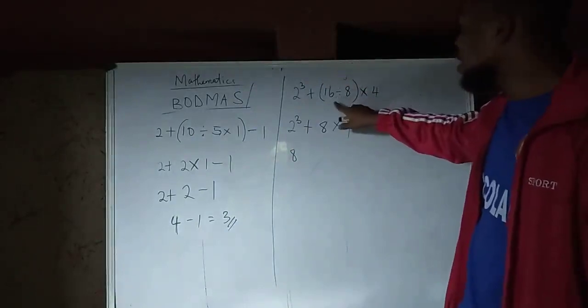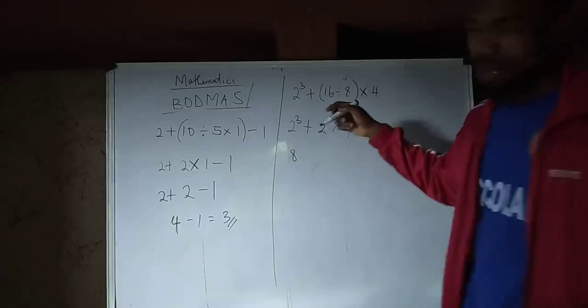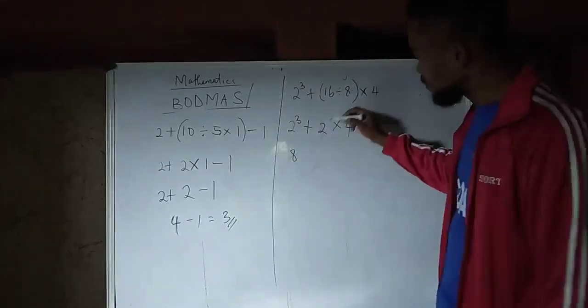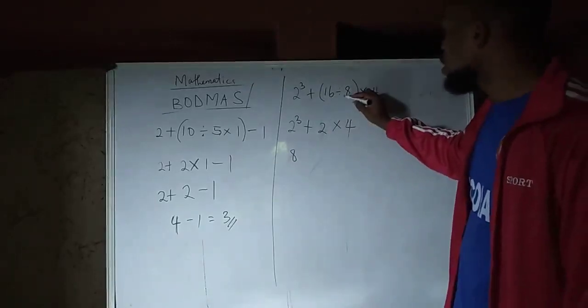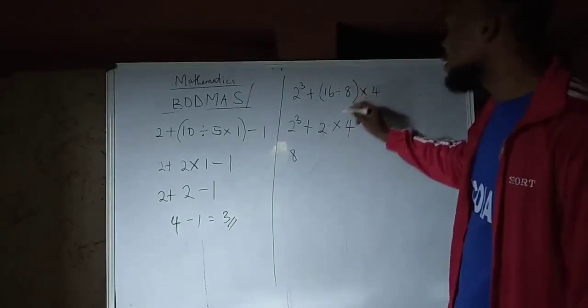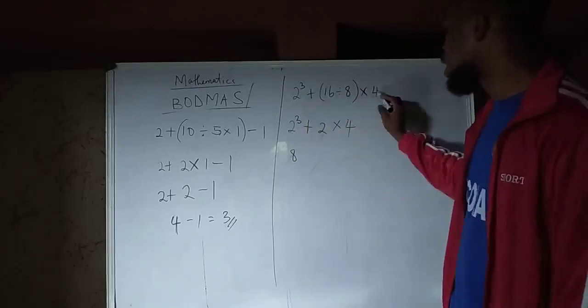Nope. What did I just say? 16 divided by 8 is 2. I'm sorry, it's 2 here. So after I'm done with this 16 divided by 8, which I get 2, I get 2 raised to the power of 3 plus 2 now times 4.